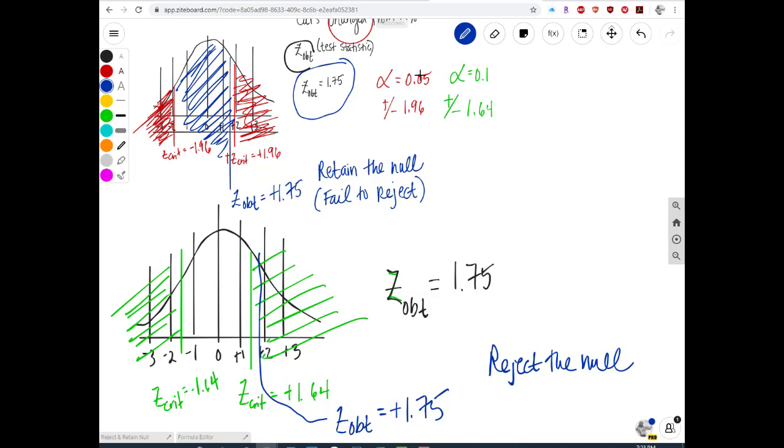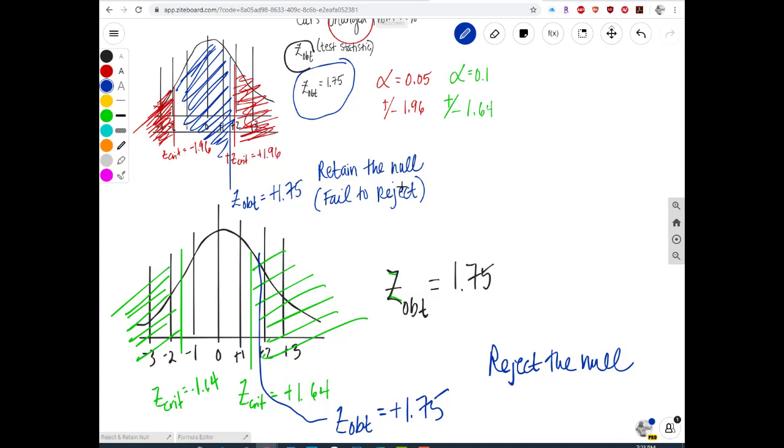The red alpha, 5%, has 2.5% in the right tail and 2.5% in the left tail. The 10% alpha has 5% in the right tail and 5% in the left tail. It's twice as big. So of course you're going to have a better chance of rejecting the null when your alpha is greater. Okay, now what did you do? You doubled the risk of committing a type 1 error with that.